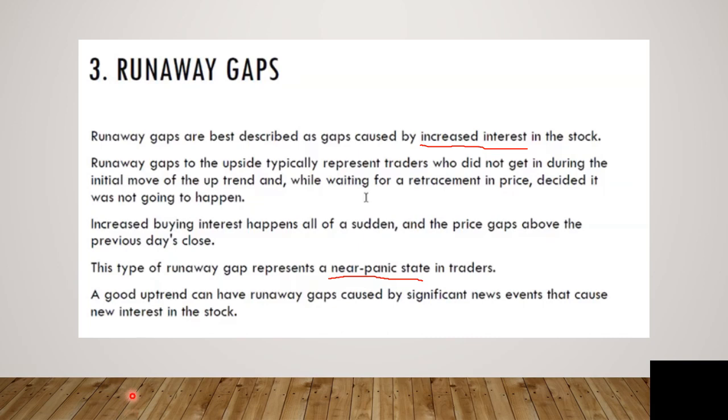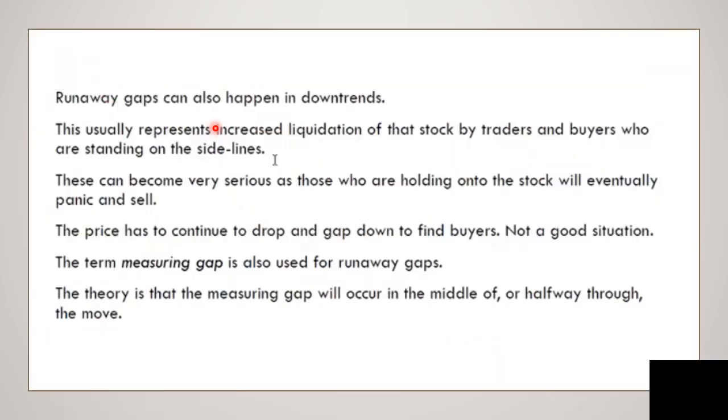A good uptrend can have runaway gaps caused by significant news events that cause new interest in the stock. Jadi dia boleh juga ada kaitan dengan news events within the companies. So it may create interest among investors towards the stock. Runaway gaps can also happen in downtrends. This usually represents increased liquidation of the stock by traders and buyers who are standing on the sidelines.